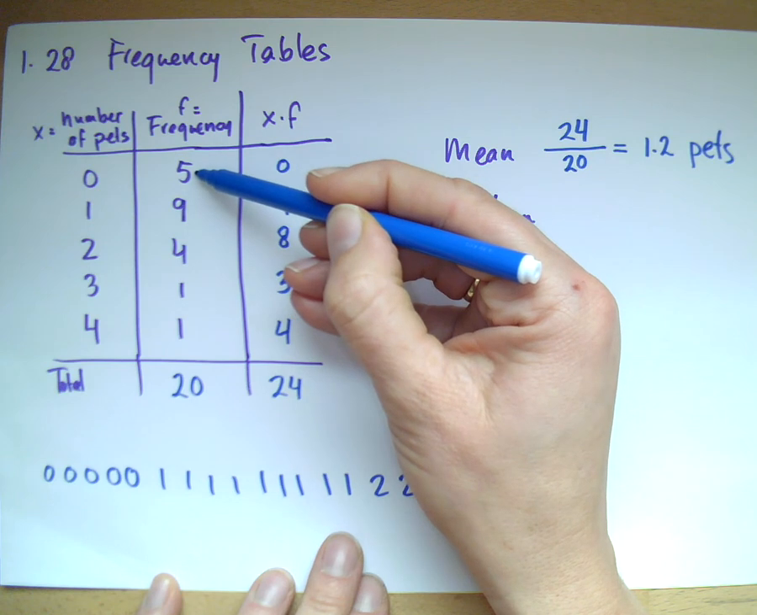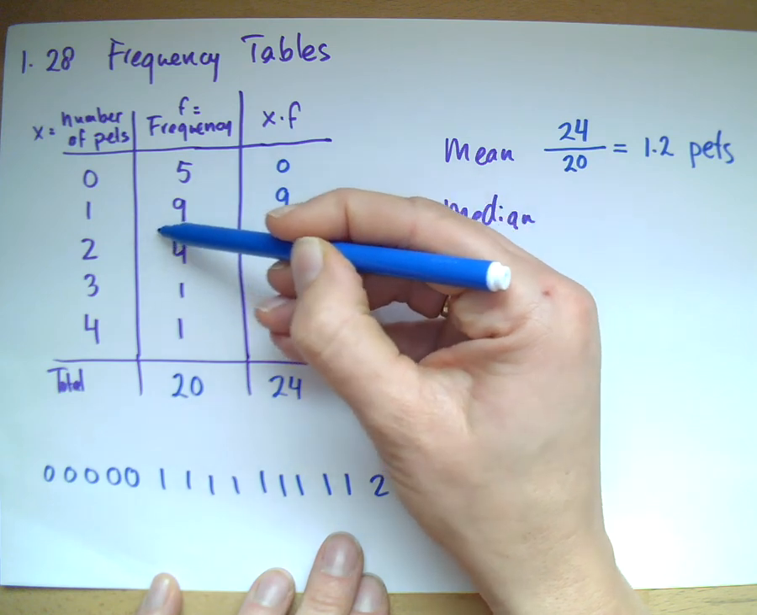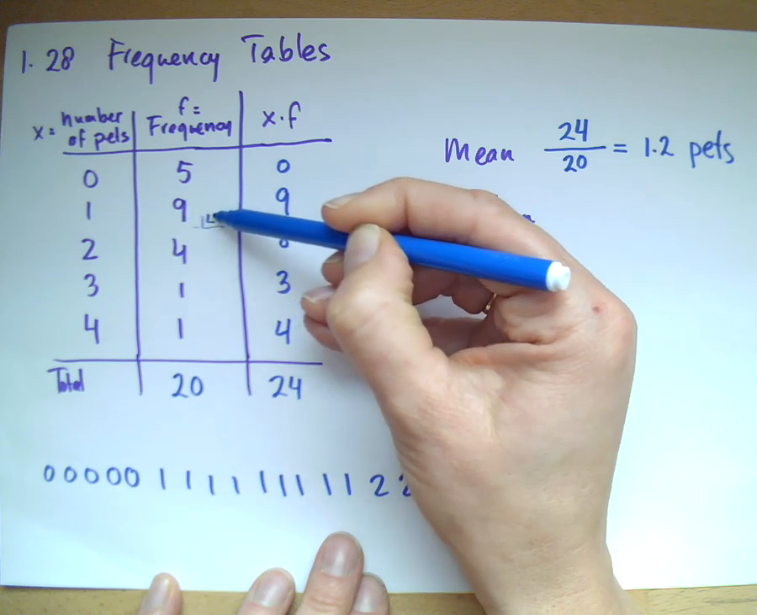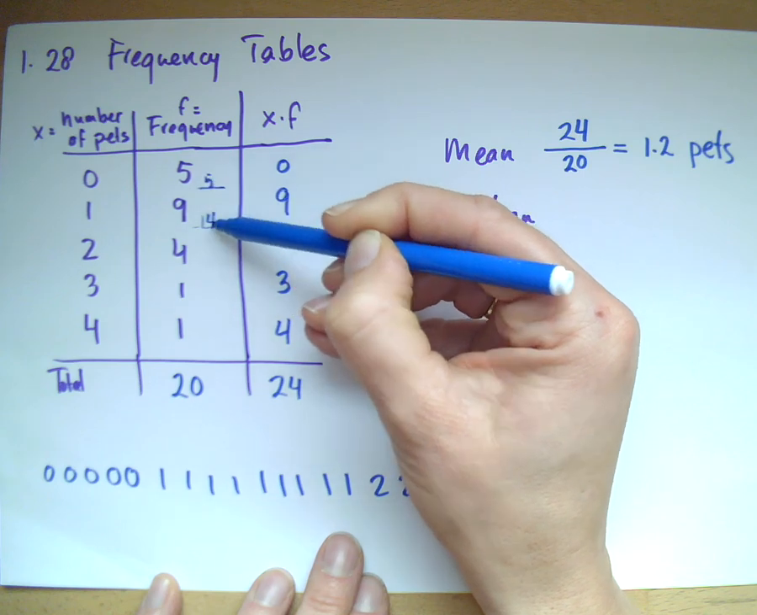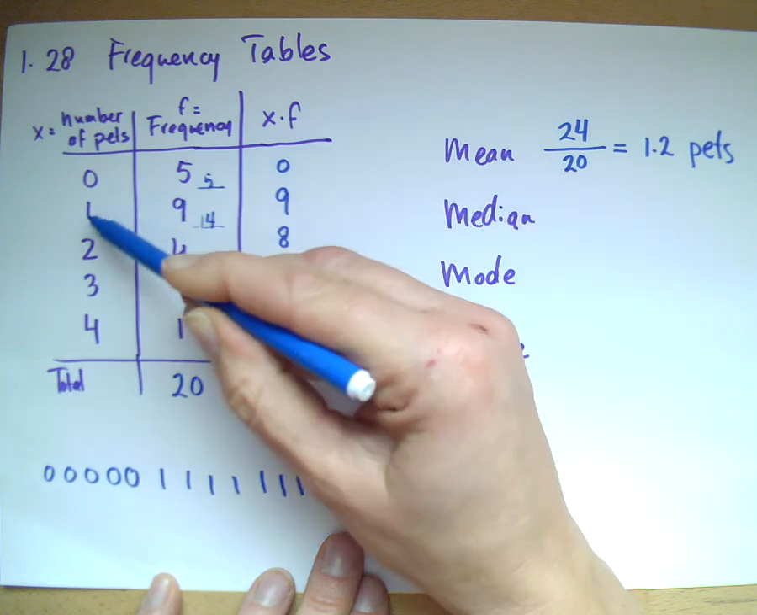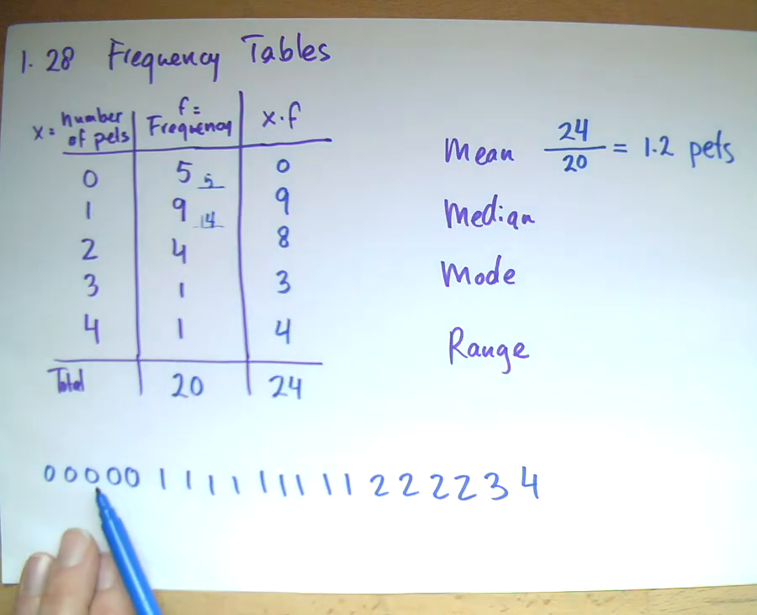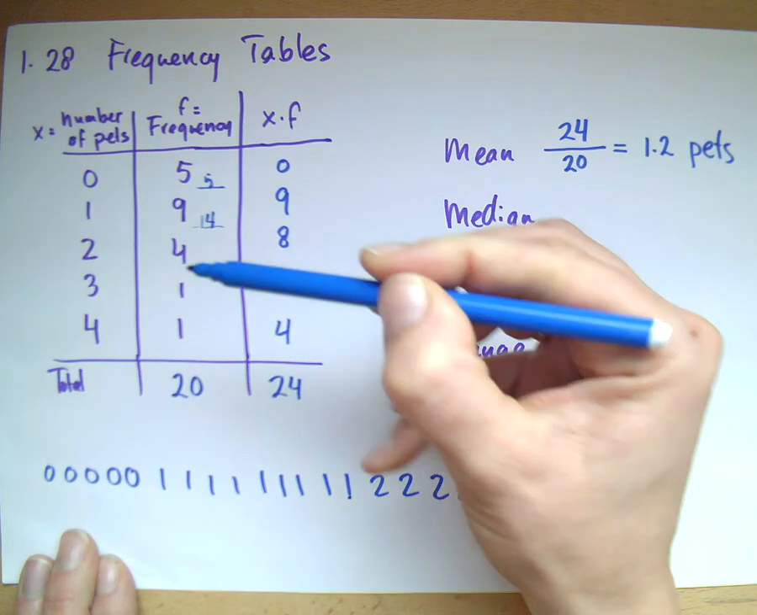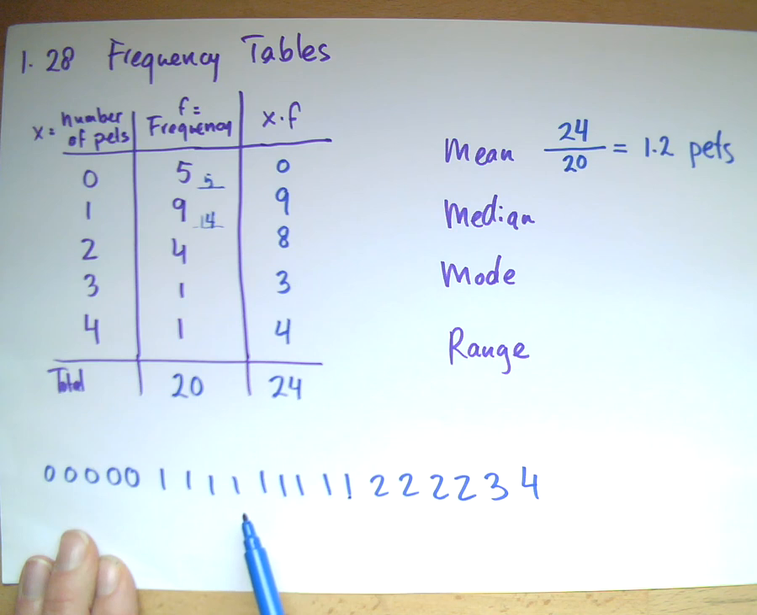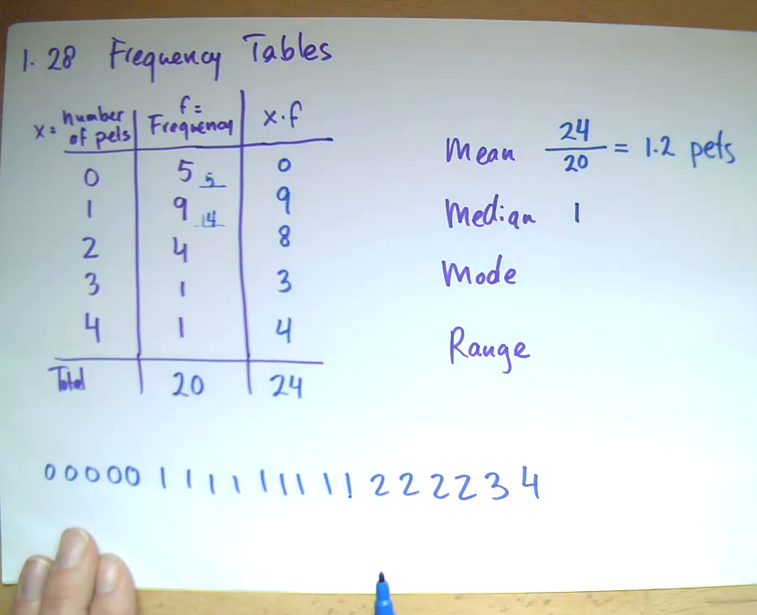10 and 11. So where are the 10th and the 11th value? The first 5 are here. The first 14, 5 plus 9, the first 14 are here. So values numbers 6 through 14 are all ones, right? The 6th number through the 14th number are all ones. So the 10th and 11th value are in here. They're going to be ones. So the median value is a 1.